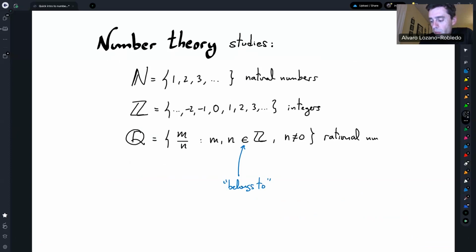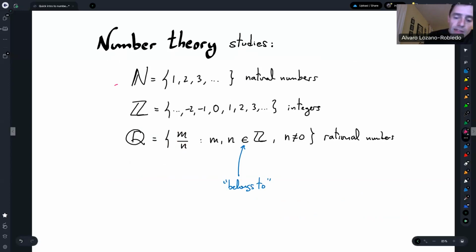Now, we usually write fractions in lowest terms. So lowest terms meaning that the numerator and denominator are relatively prime. But we have not defined relatively prime. We have not defined what is the GCD of two numbers. So that's something we're going to do today.